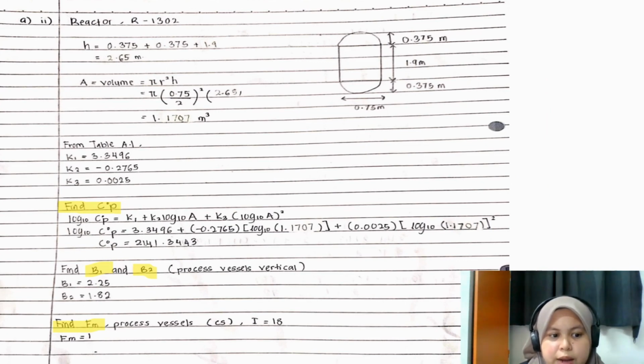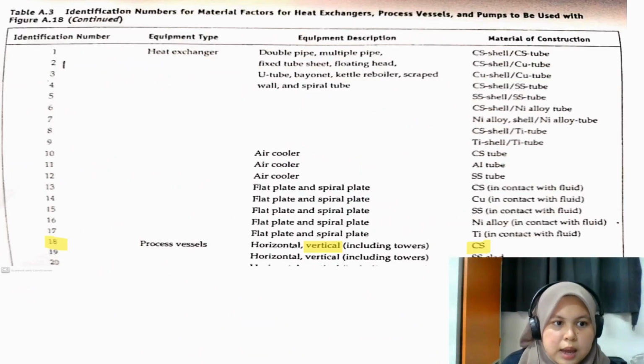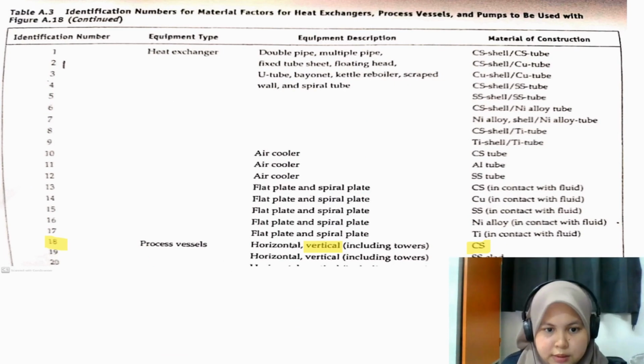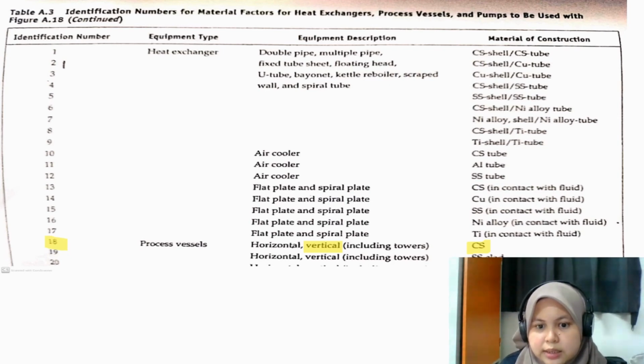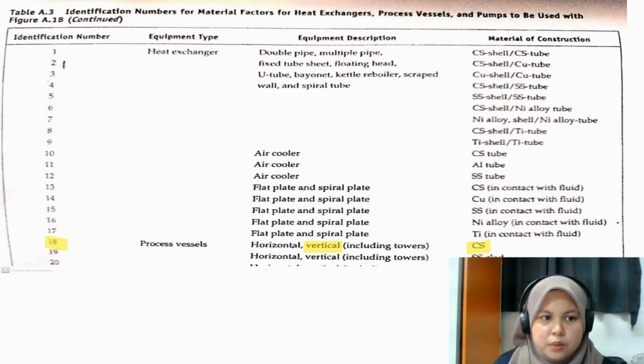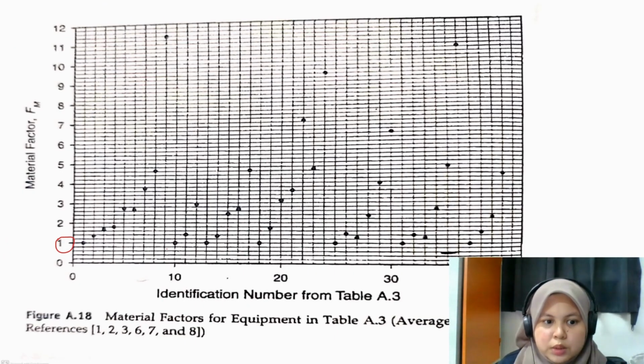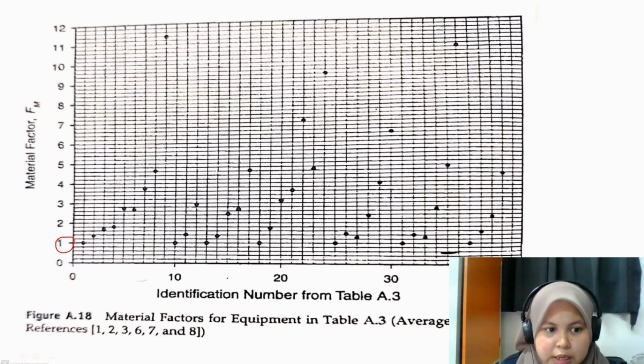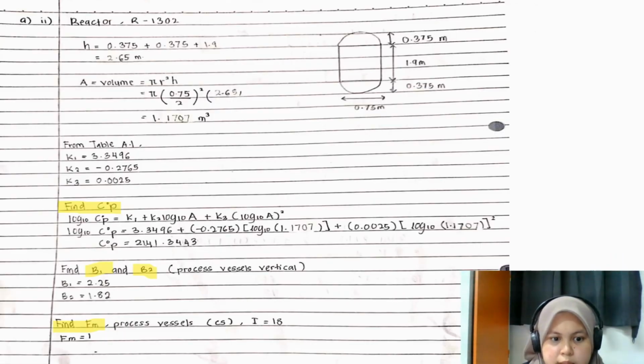And then we need to find FM. The information given is about a process vessel. We can look at this table. The identification number for a process vessel, vertical, is 18, and the type of material is carbon steel. By looking at this identification number, when the identification number is 18, we can see that the material factor FM is equal to 1.